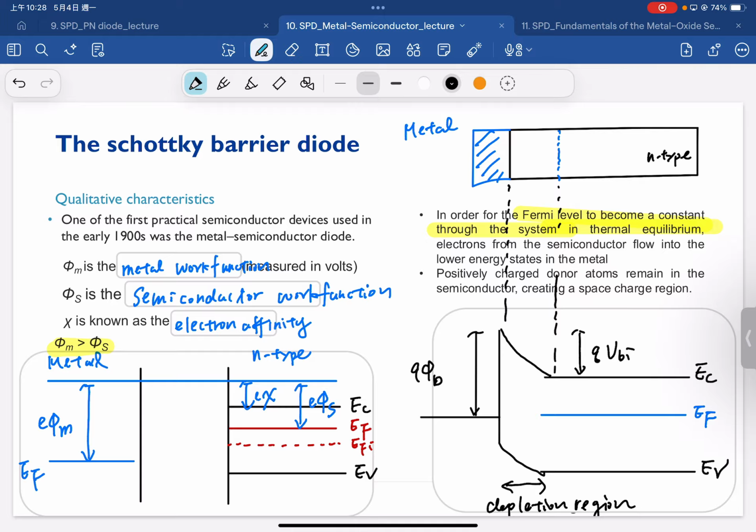And also the positive charged donor atoms remain in the semiconductor here. So that means we have lots of positively charged donors here, which create a space charge region.